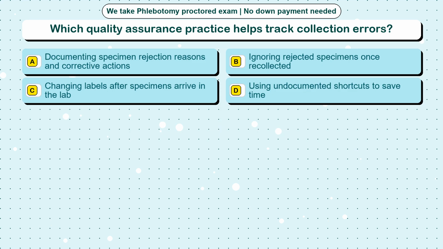Question 59. Which quality assurance practice helps track collection errors? Option A. Documenting specimen rejection reasons and corrective actions. Option B. Ignoring rejected specimens once recollected. Option C. Changing labels after specimens arrive in the lab. Option D. Using undocumented shortcuts to save time.